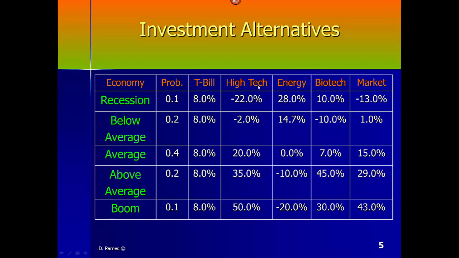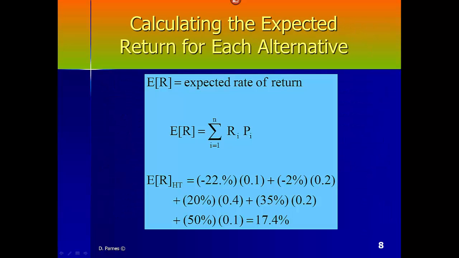To calculate the expected return of high-tech, for example, we do probability of 10% times return of minus 22%, plus probability of 0.2 times return of minus 2%, plus probability times value, plus probability times value, plus probability times value. And we're going to do the same thing for each and every investment. And this is what we get. Expected return is the sum of the returns times the probabilities. We multiply the probabilities times the respective returns, and we sum up everything. The expected return for high-tech is 17.4%.